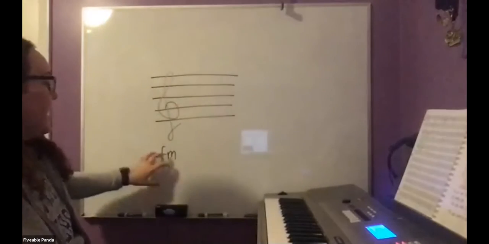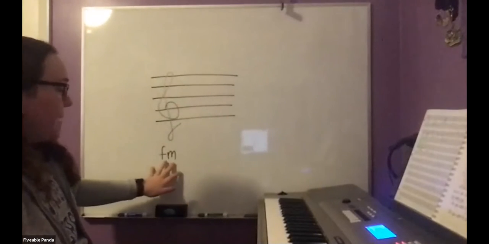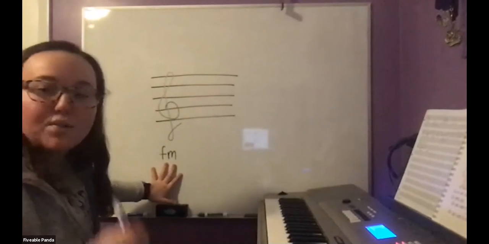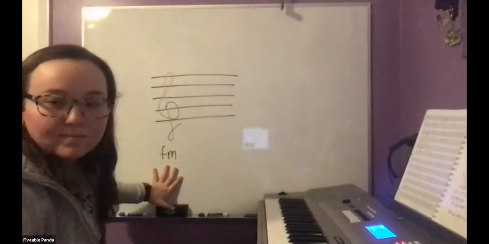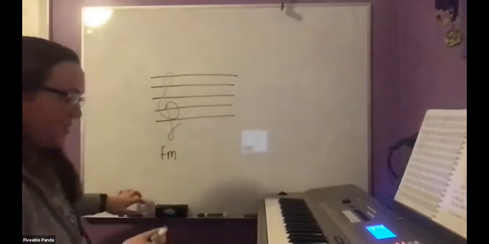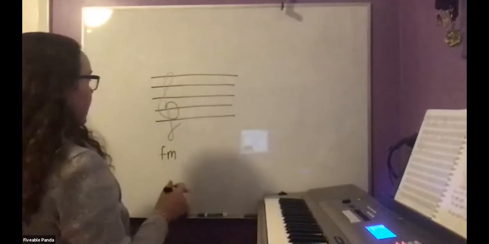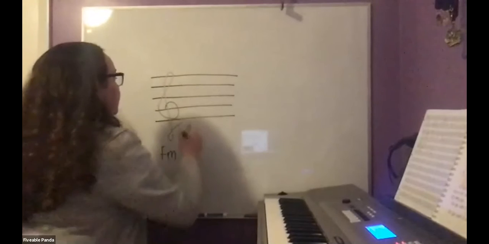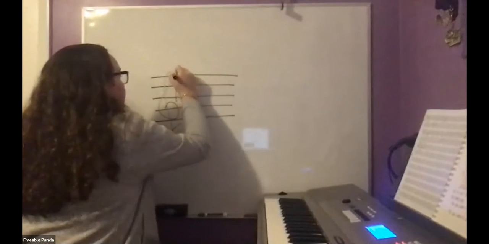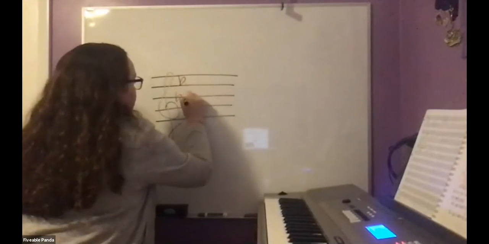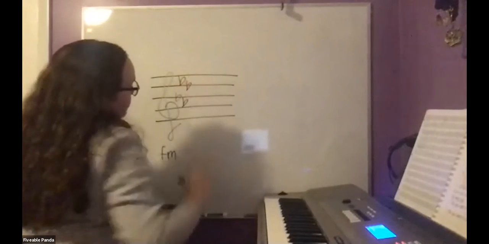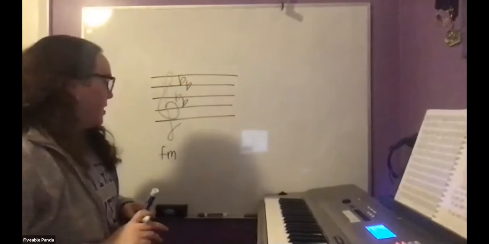When you're thinking of minors, F minor is the relative minor to A flat major. So that means that here we have 4 flats. So B flat, E flat, A flat, D flat. So there's our key signature.